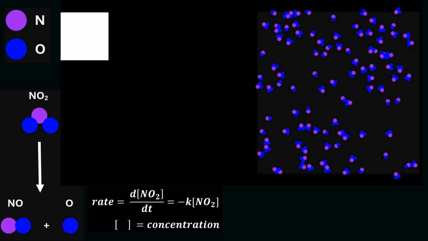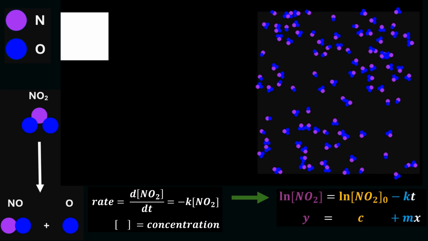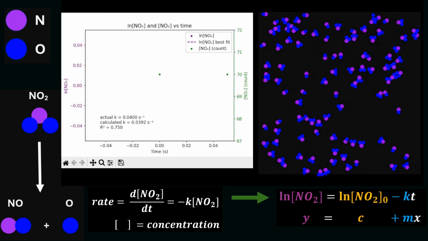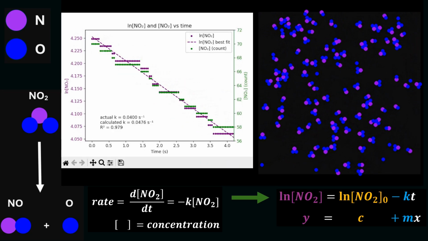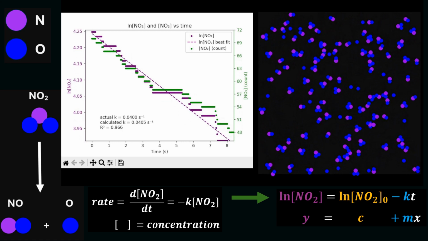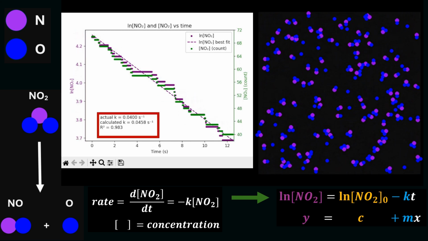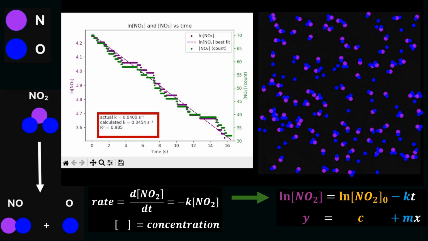At this point, I am able to delve into chemical kinetics. To start with, I can have a first order reaction, such as the theoretical unimolecular decomposition of NO2 into NO and oxygen. According to the first order rate law, this reaction should proceed with a linear drop in the natural log of NO2 concentration with time. There are enough molecules for this to indeed be the case. The rate constant, k, is the negative of the gradient. The calculated value is quite close to my specified value of 0.04 seconds to the minus 1.